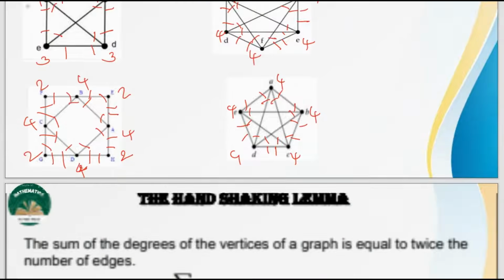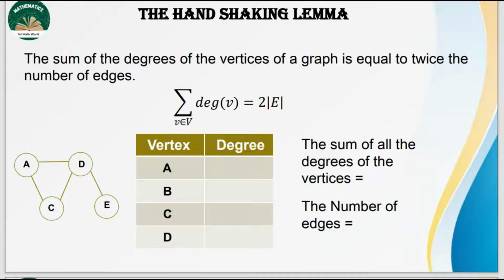Now, the next one is the handshaking lemma. What is meant by the handshaking lemma? The sum of the degrees of the vertices of a graph is equal to twice the number of edges. So the sum of the degrees of the graph should be equal to 2 times the number of edges. It is called the handshaking lemma.